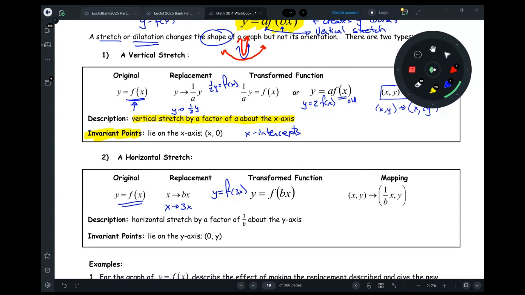Now, it turns out what that does to the point is it actually causes a stretch of 1 over b times x. And that can be a little bit confusing. And I want to talk about what's going on here.